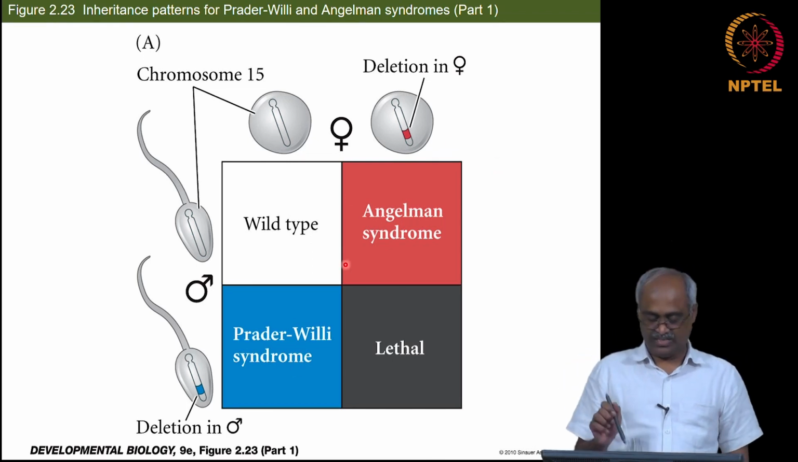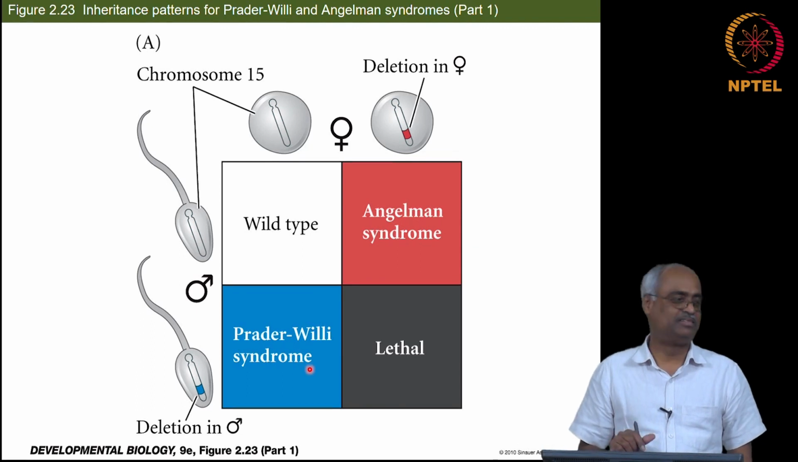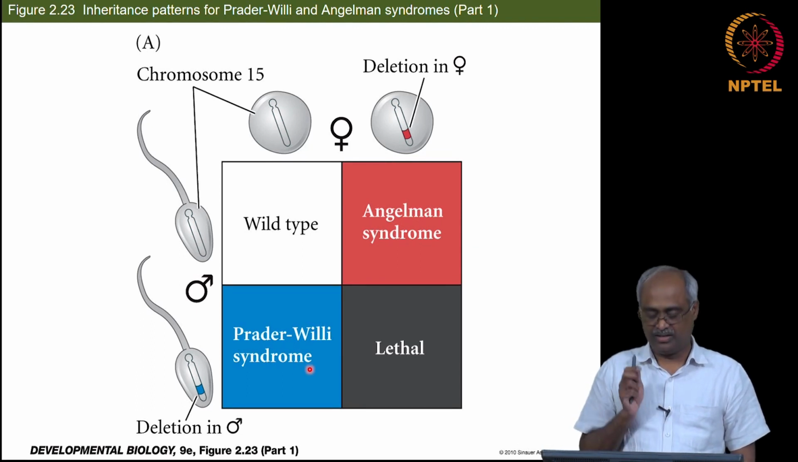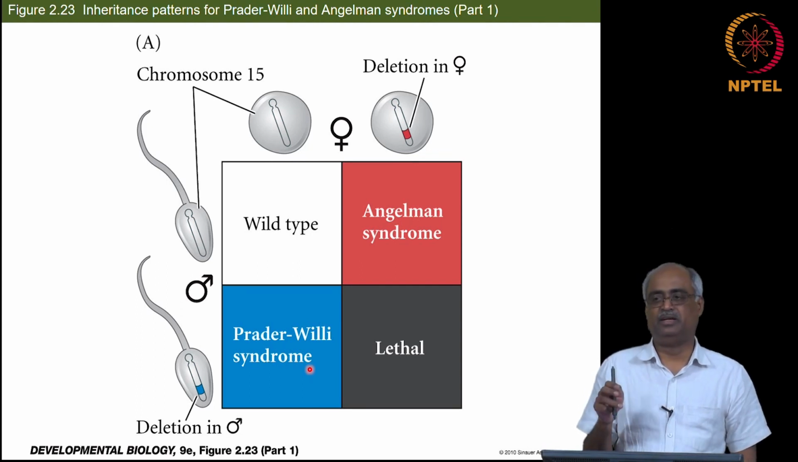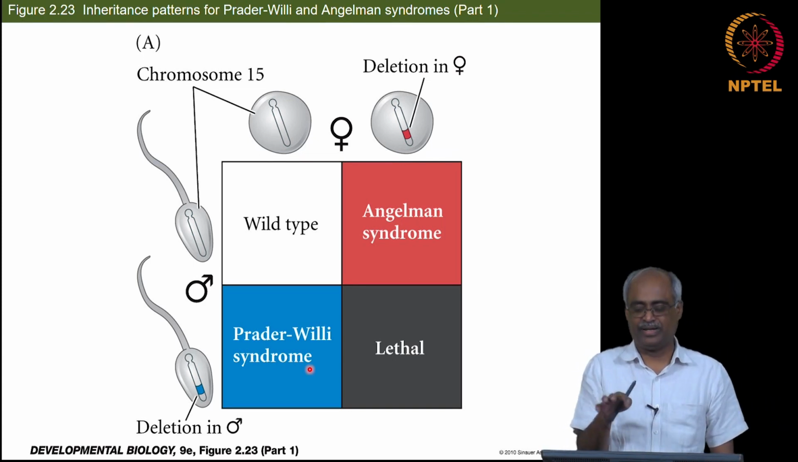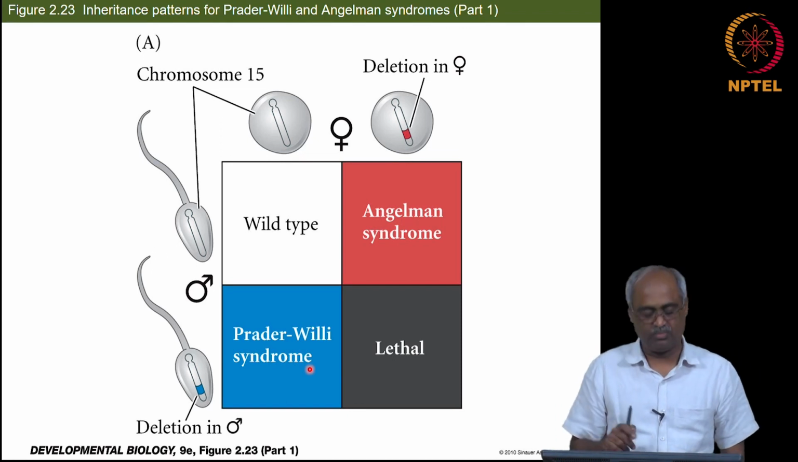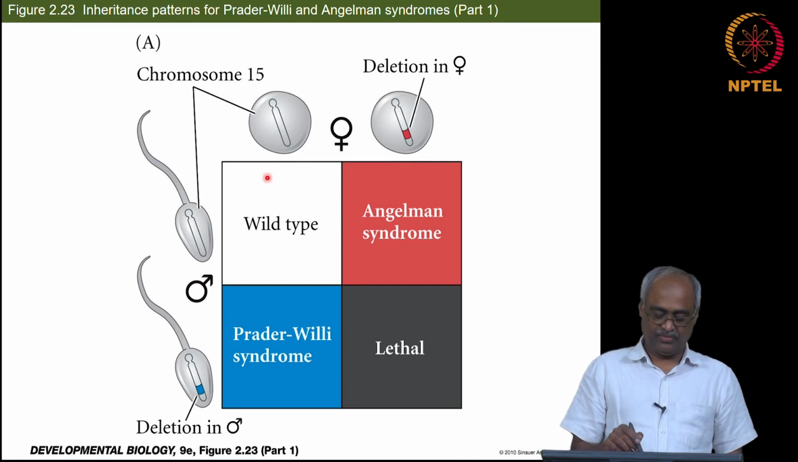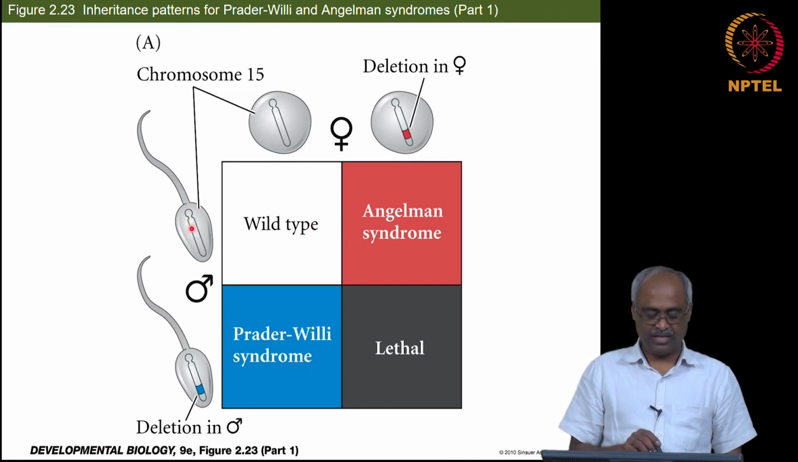So, you take these two syndromes, Angelman syndrome and Prader-Willi syndrome. These are two different phenotypes, with mental retardation and seizures and so on. Both have defects. Angelman syndrome is more severe than Prader-Willi, but having both is lethal. If you look at the first one in this Punnett square, you have chromosome 15, coming from a wild type sperm and a wild type egg. You are totally wild type.